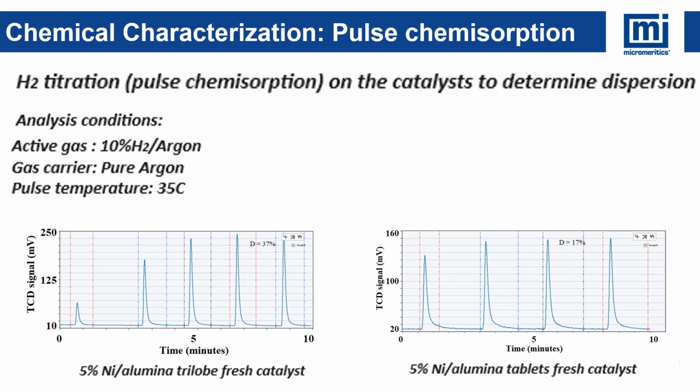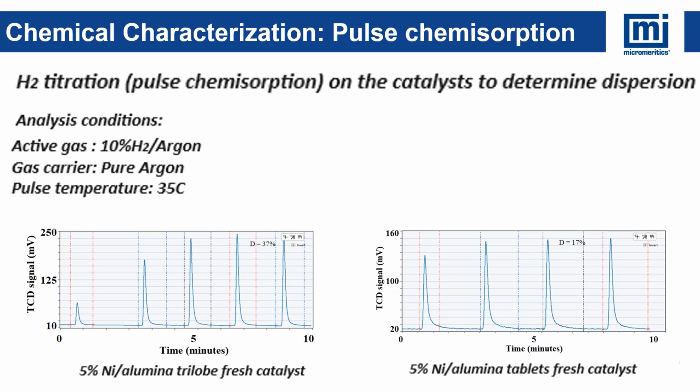So the profiles, as you can see here on the left side, the first peak on the left comes very small. What that means is a large amount of hydrogen is being adsorbed by the sample. And we keep going until we can see peaks equal in area. So this means that we have saturated the sample. If we back calculate the amount of hydrogen chemisorbed by the high surface area material, which is the 5% nickel alumina trilobe, we can determine that we have 37% dispersion. This is the left side.